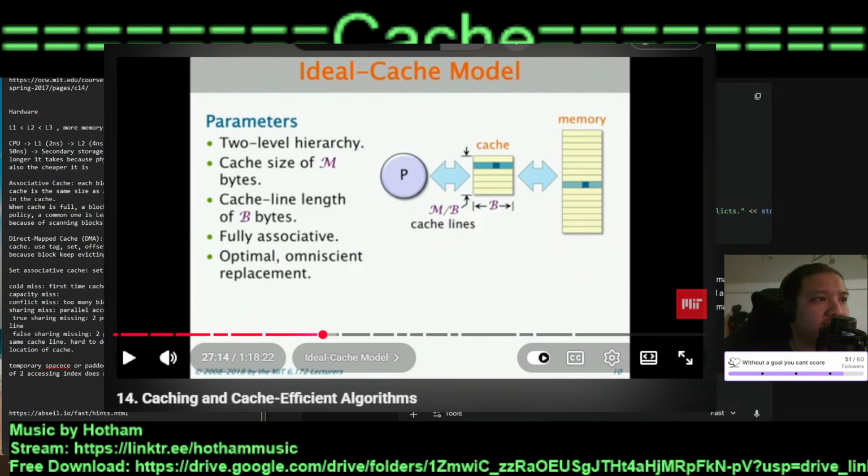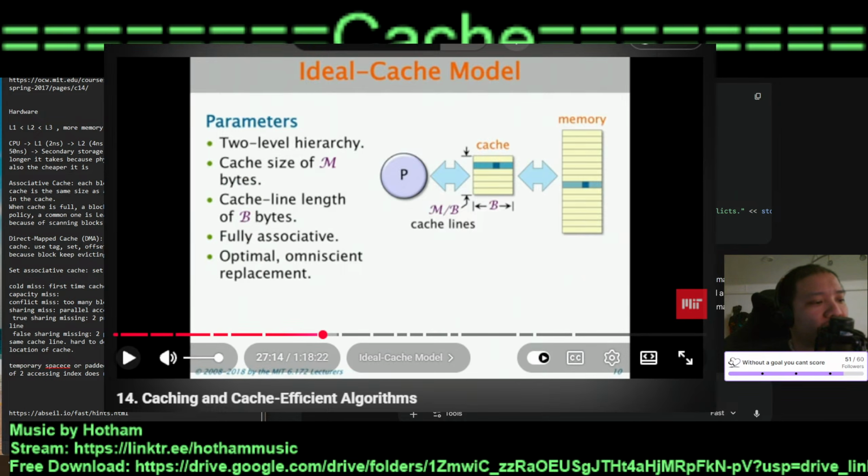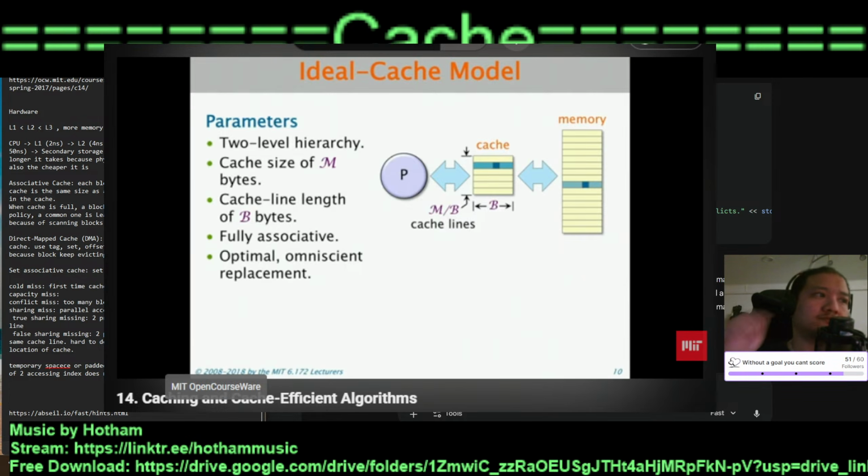You have a cache of size m bytes, and each of the rows is b long, so you have m over b lines. The cache is fully associative, so any cache block can go anywhere in the cache.